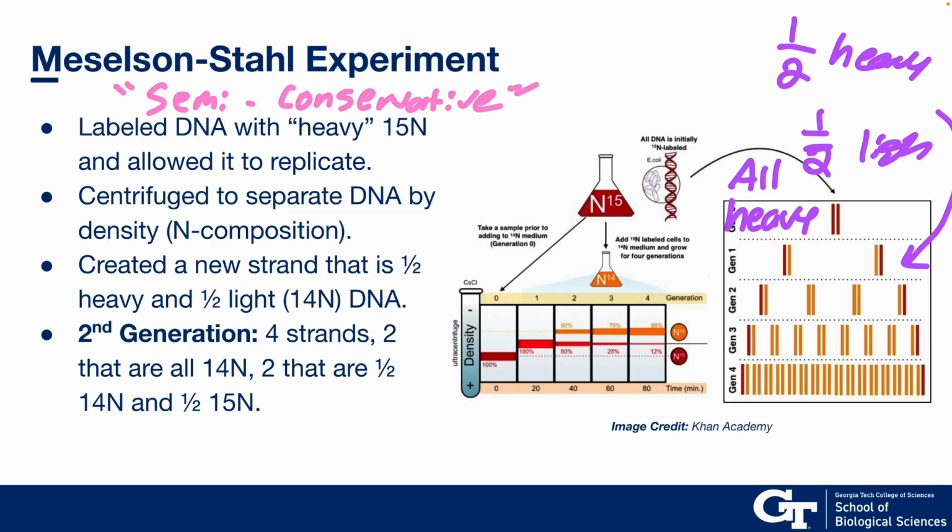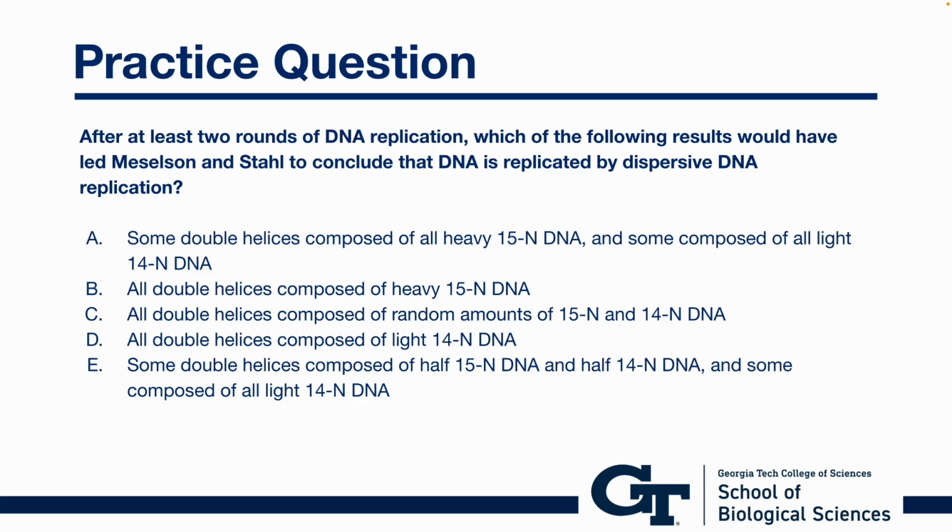So now, let's look at a practice question which says, what would it look like if DNA is replicated by dispersive replication instead? And what does dispersive replication mean? That means random. So which one of these answer choices aligns with the idea that we're going to have a random amount of 14 and 15 in DNA? Well, right here, double helices composed of random amounts of 15 and 14 in DNA, which means that C is the answer.